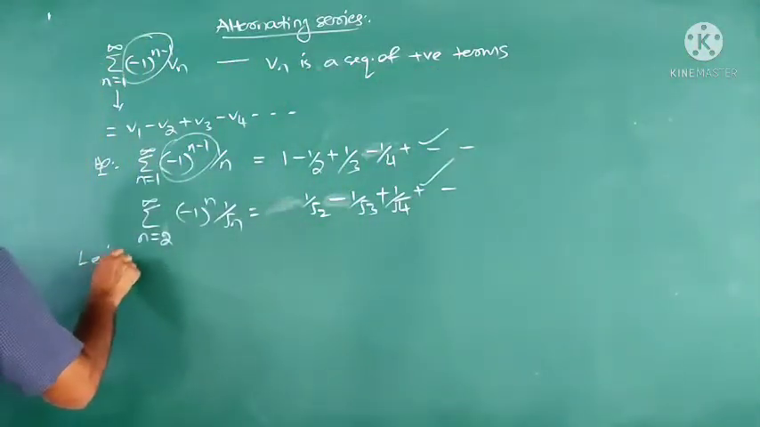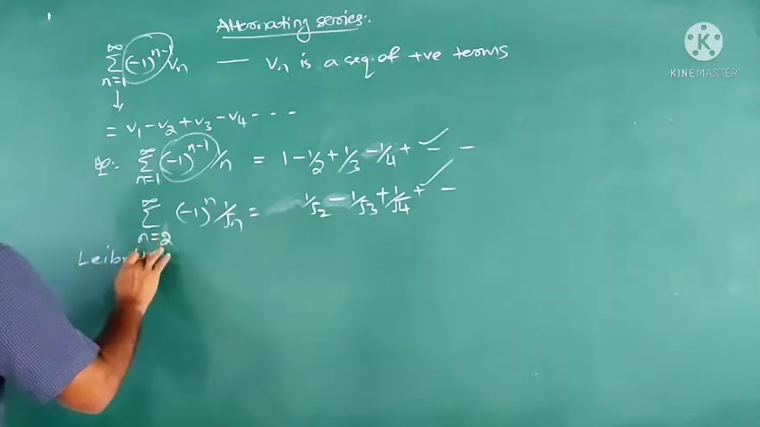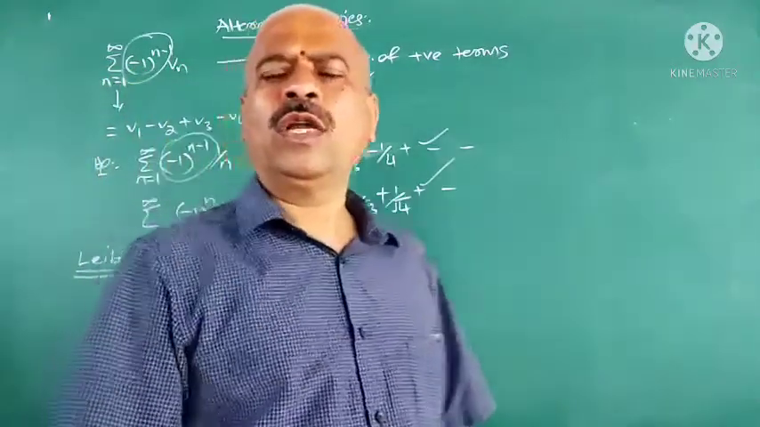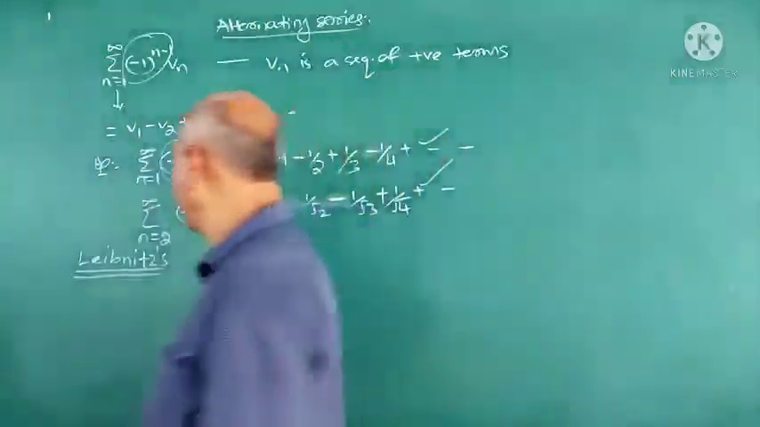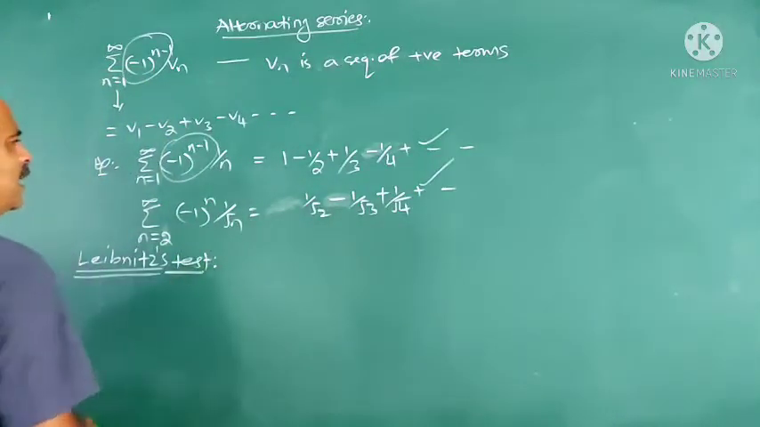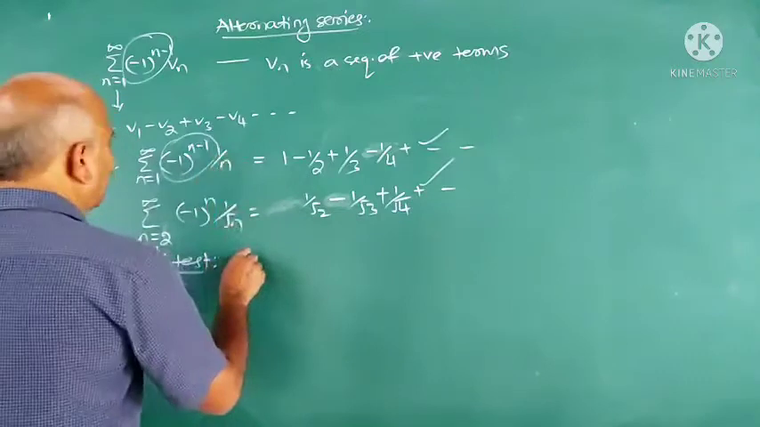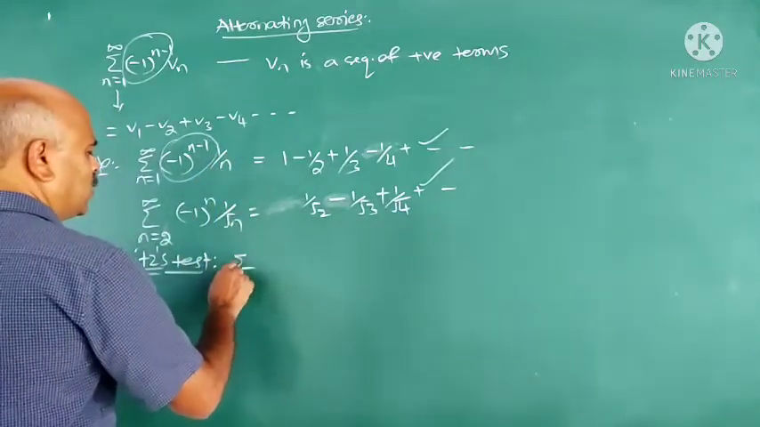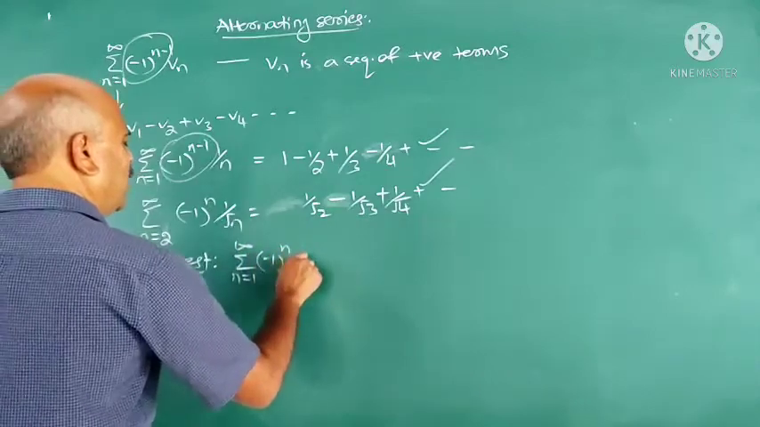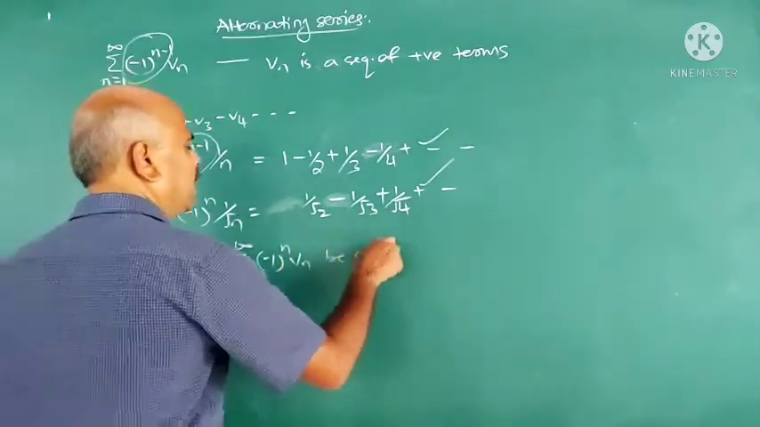Now, for convergence of this alternating series, we have one important test, called the Leibniz test. Leibniz test for alternating series: suppose sigma n equal to 1 to infinity, minus 1 raised to n, Vn, is an alternating series.